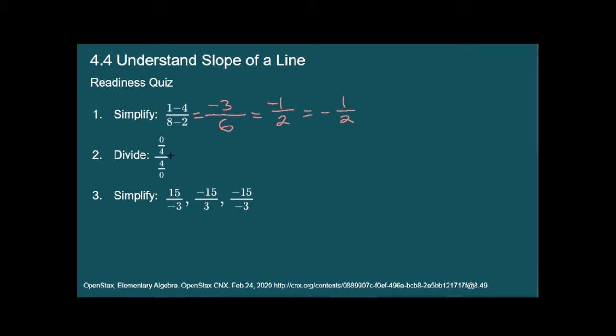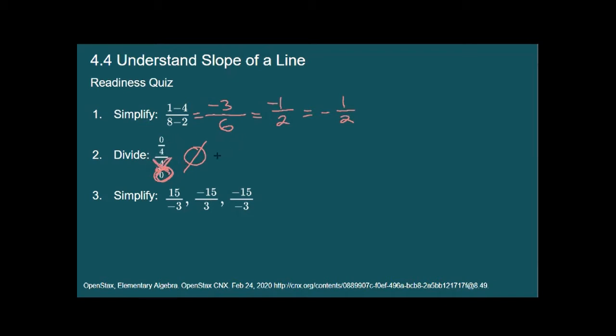Okay, divide 0/4 by 4 over 0. Now, what is the problem with this? We can't actually do this, right? Because you can't divide by 0. So this has no solution. It was kind of a trick question. So remember, you cannot divide by 0. So we can't even do this.